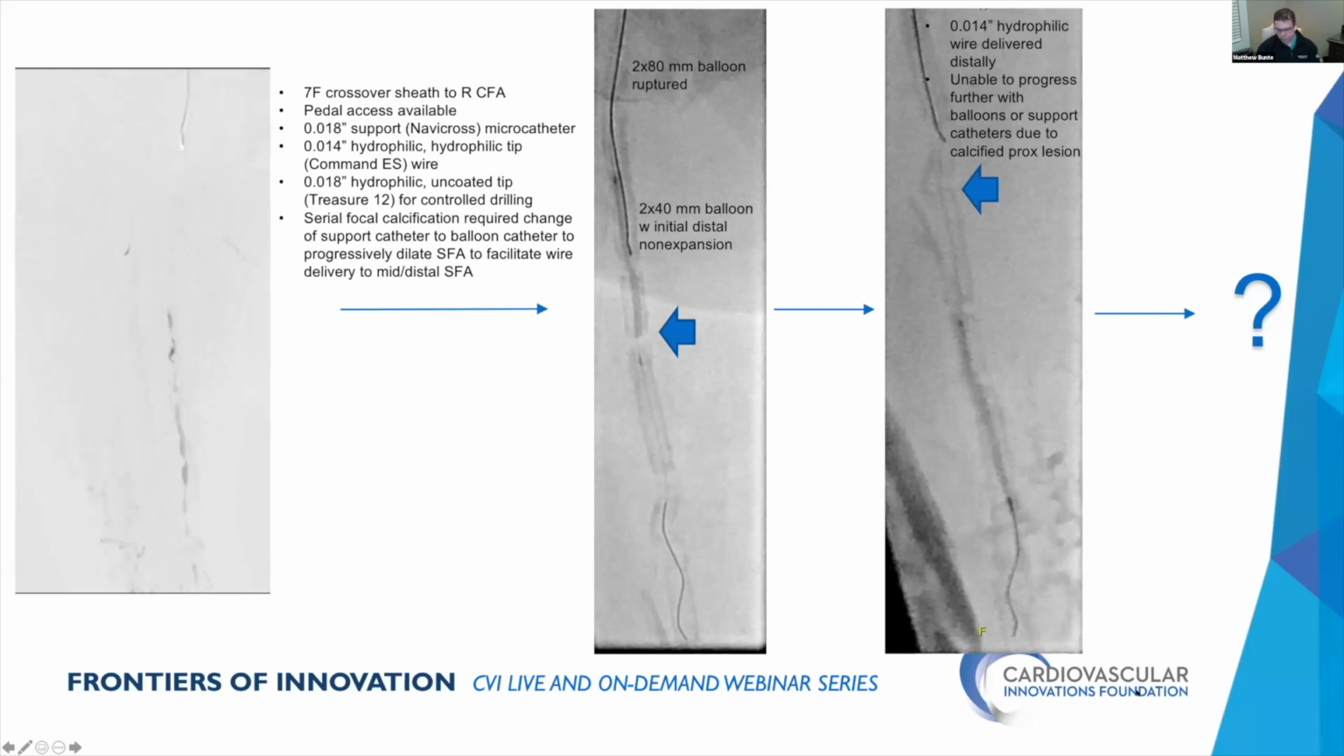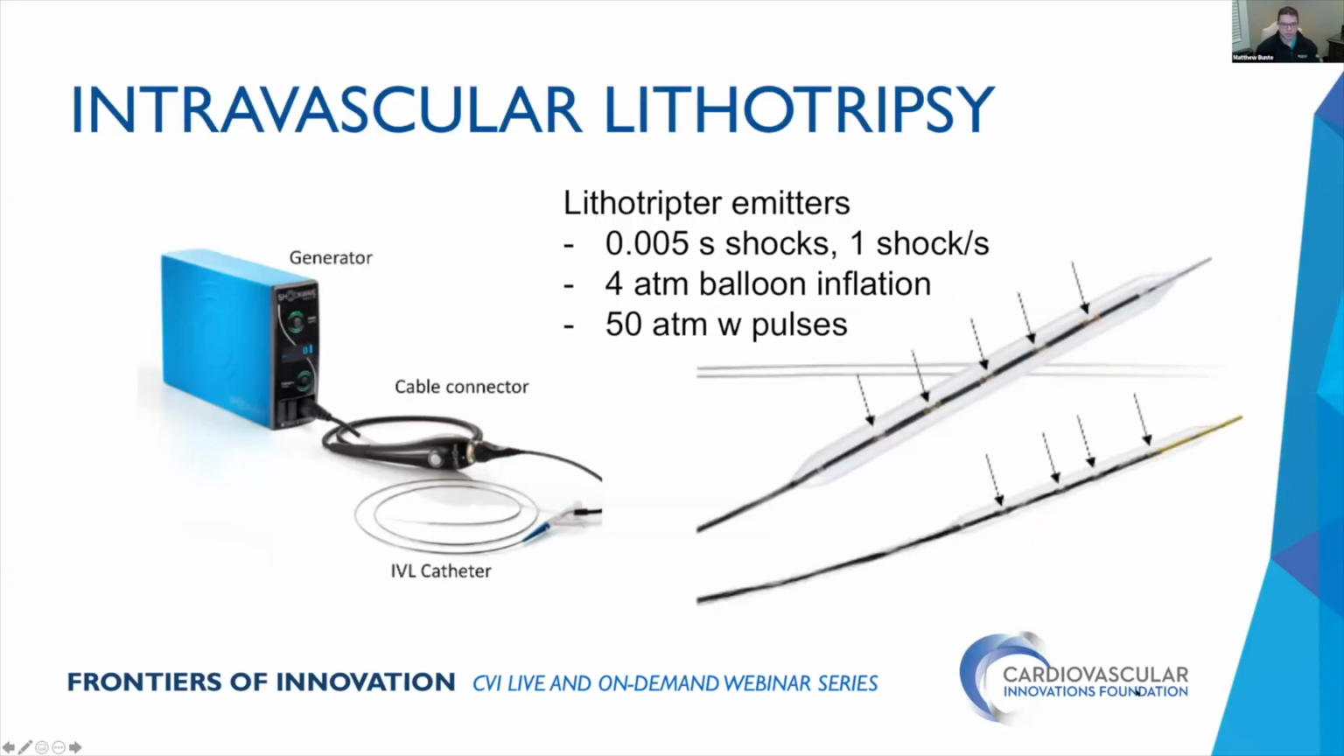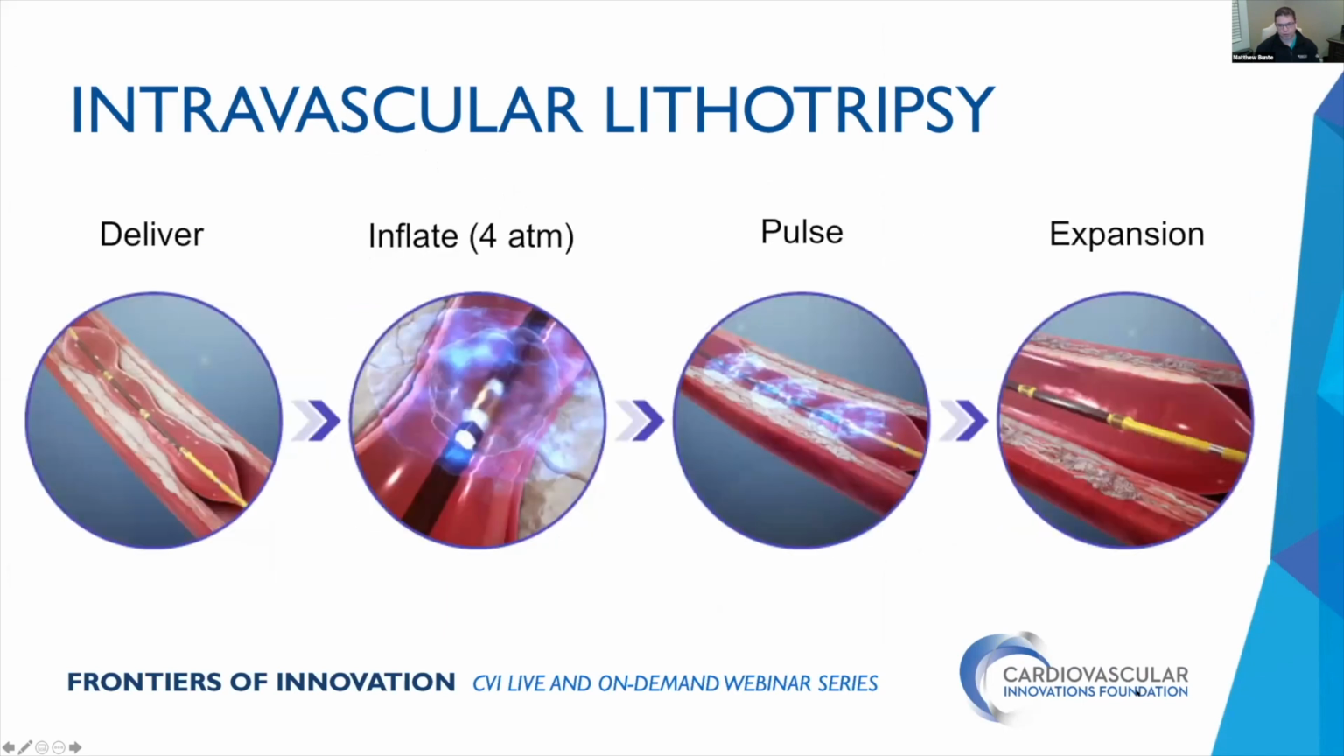And of course, there's a number of options we could pick here, but in this particular case, I used intravascular lithotripsy, and I just wanted to say it's a very useful device that I've been using more and more in my practice. It uses lithotripter emitters that deliver very brief pulses with a 4-atmosphere balloon inflation, delivers about 50 atmospheres of focal force pressure on the artery.